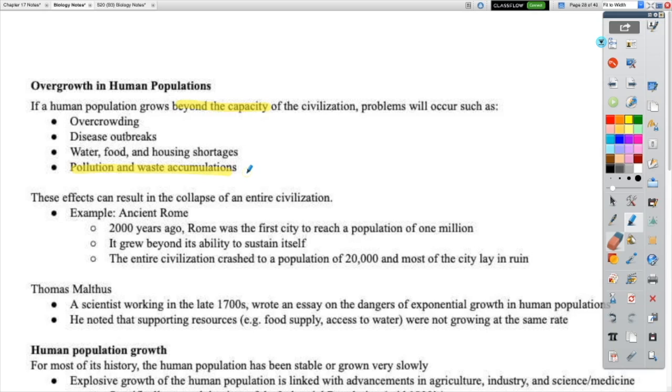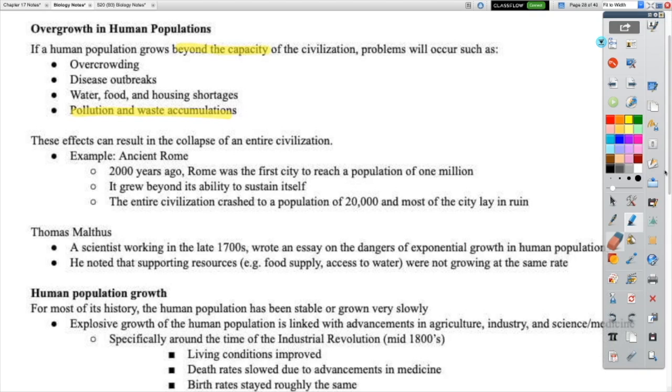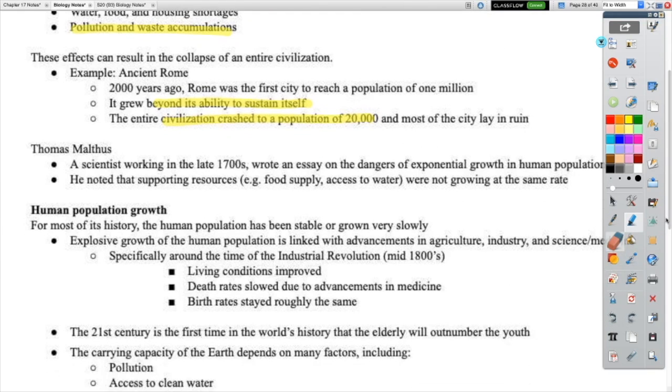This can lead to the collapse of an entire civilization, just like in an ecosystem, right? If you have exponential growth for too long, eventually the ecosystem will collapse, okay? So just an example, in ancient Rome, okay, Rome was the first city to reach a population of 1 million. Too many people. It couldn't support that many people. There just weren't enough resources. So it grew beyond its ability to sustain itself. The entire civilization ended up crashing to a population of 20,000, and most of the city ended up lying in ruin.